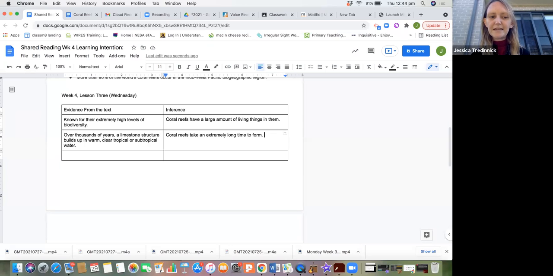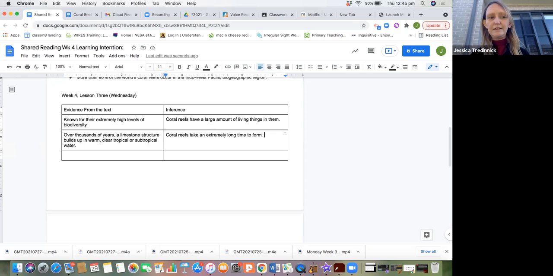Over thousands of years, a limestone structure builds up in warm, clear tropical or subtropical water. And you have to think, what is that actually telling me? That's telling me that it takes a long time to form and a long time to build up. I could even go clear tropical water. If it's tropical, it's warm. So it builds up in warm water. But that's something I can infer later as well. So this is not hard once you realize what an inference is. So an inference is just telling me something that you get from the text.